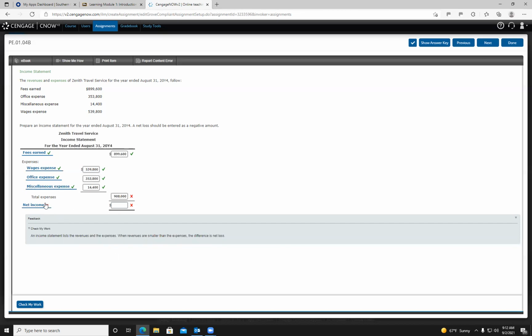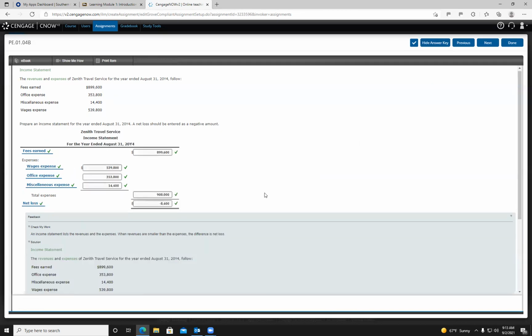So in this situation, it's going to be obviously a net loss because our expenses exceeded our revenue. All right, so let's take the difference. And that's 84,000 is going to be the difference. And it is going to be a net loss. $8,400, not 84,000, 8,400.